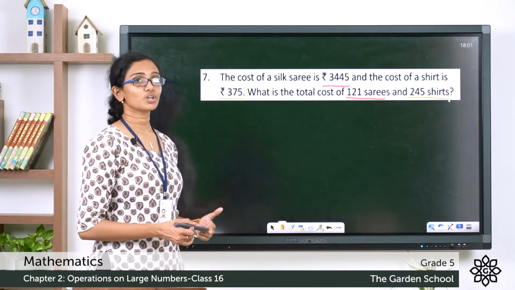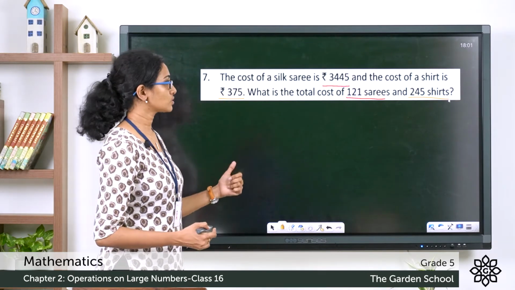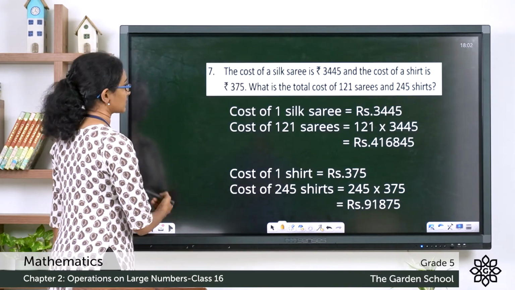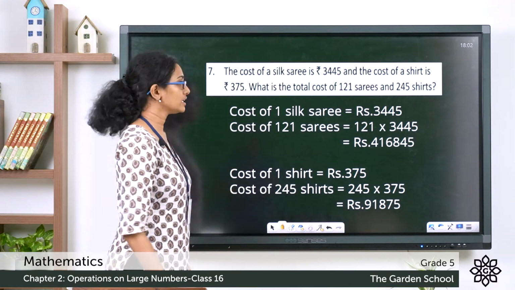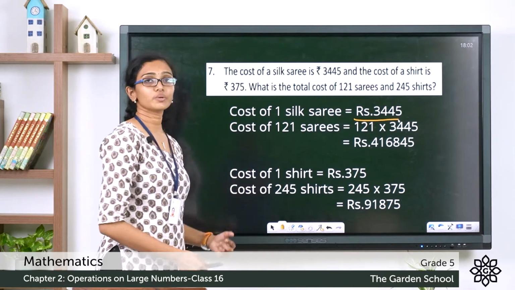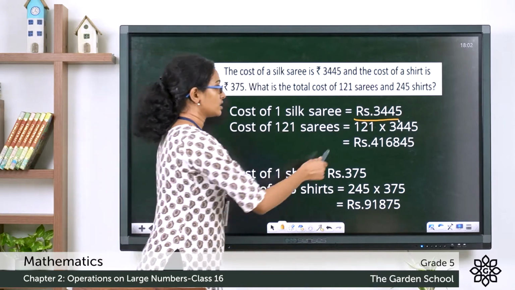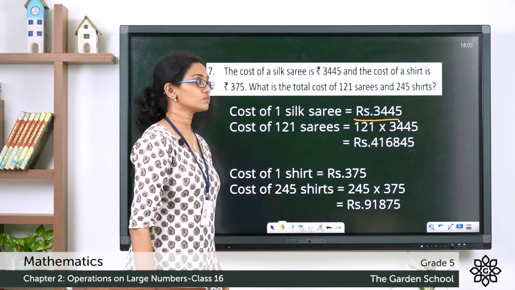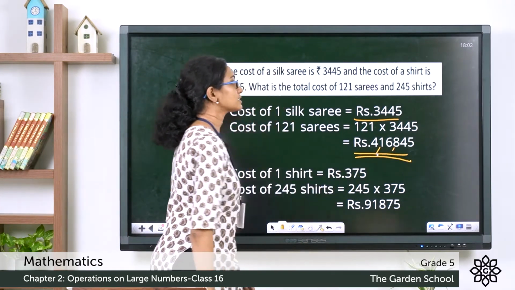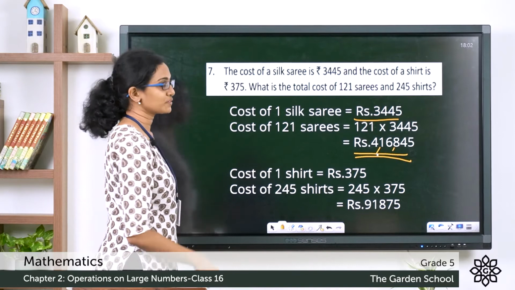So let's find out the total cost of 121 sarees, then add that to the total cost of 245 shirts. Let's write down the steps like this. The cost of one silk saree is rupees 3,445. So the cost of 121 sarees will be 121 times the cost of one saree, right? So that is 121 into 3,445, which will be equal to 4,16,845.